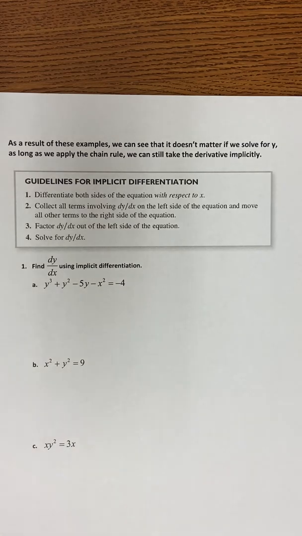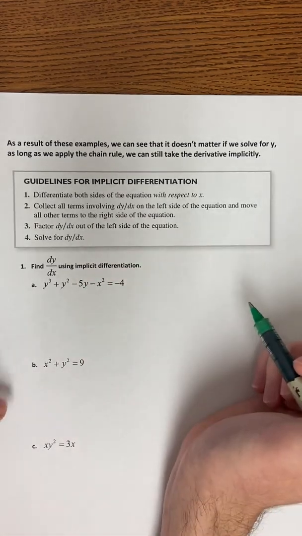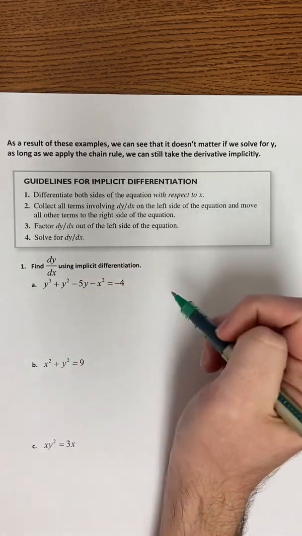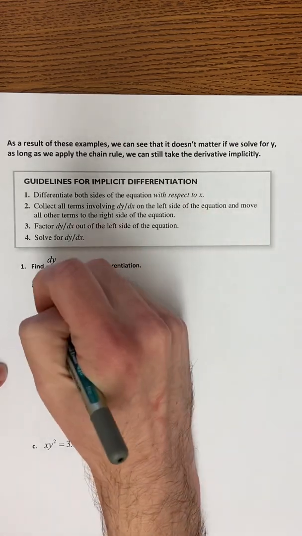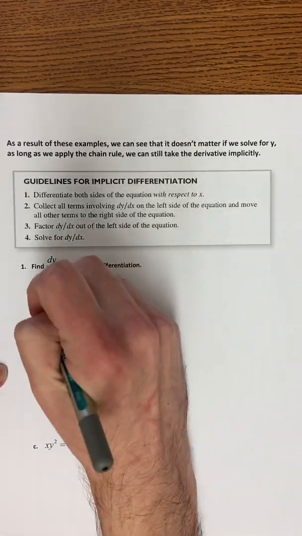So let's start with: find dy/dx using implicit differentiation. We have y cubed plus y squared minus 5y minus x squared equals negative 4. This one would be very hard to solve for y. So when we take the derivative, we're doing it with respect to x.